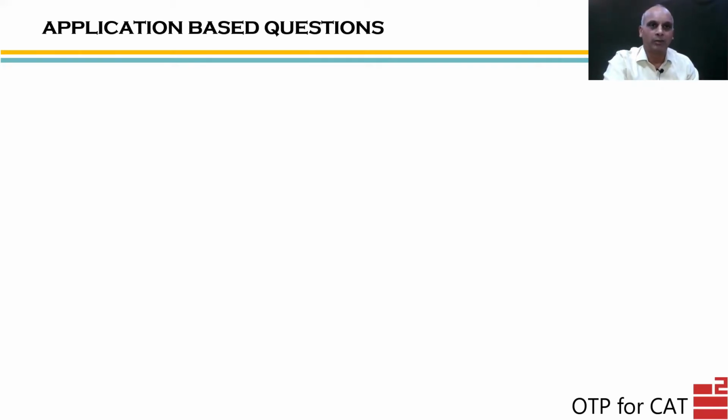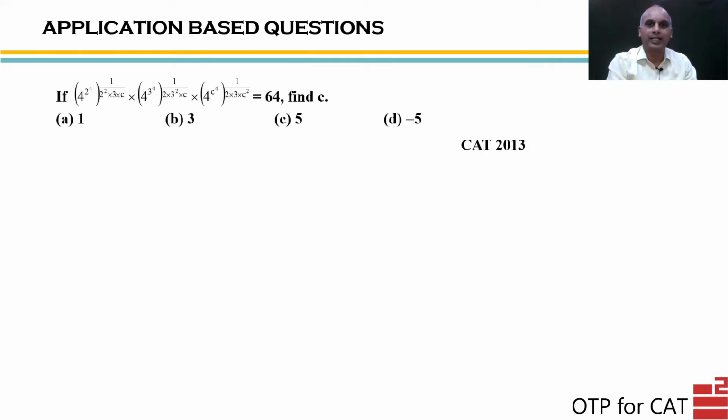Okay? Now, our first question is an actual CAT problem, and it says (4 to the power 2^4) whole to the power 1 by (2^2 into 3 into c), and the same thing goes on, equal to 64, find the value of c. How do we go about this? Now, first of all, this looks like a difficult expression, and a lot of students who are not comfortable with maths will get put off, and they will probably not do this question at all. But let us see how to do it.